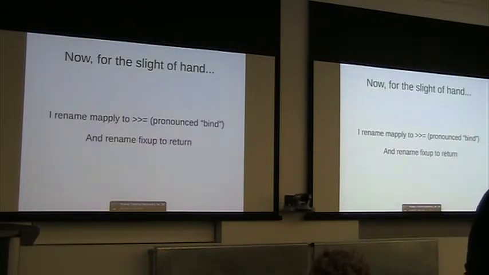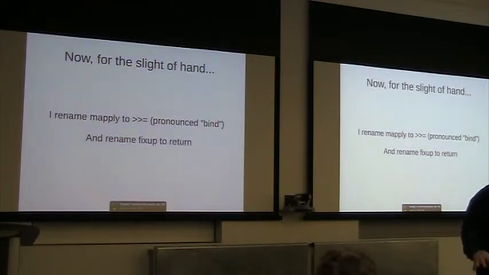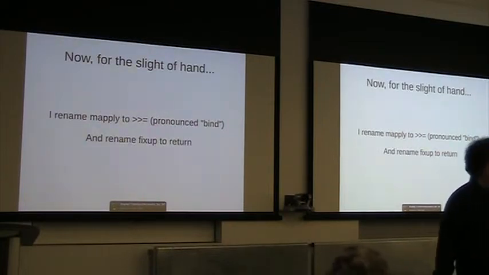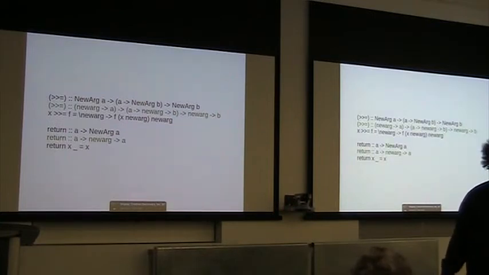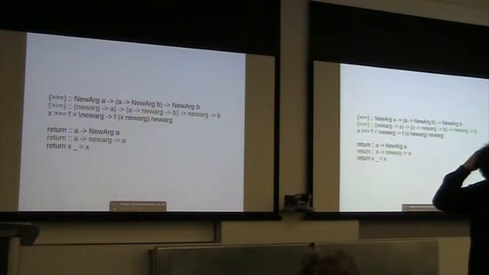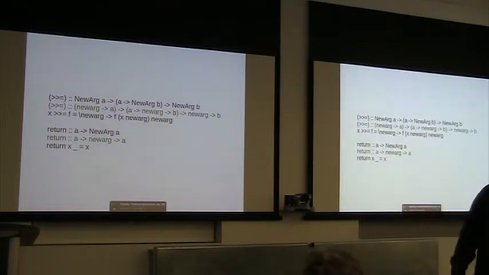So I'm going to rename mApply to greater than equal, which is pronounced bind, by the way. And I'm going to rename fixup to return. So what did you rename to bind? mApply. So our magic apply function is now called bind, and our magic fixup function is now called return. They have exactly the same types, and exactly the same definitions.